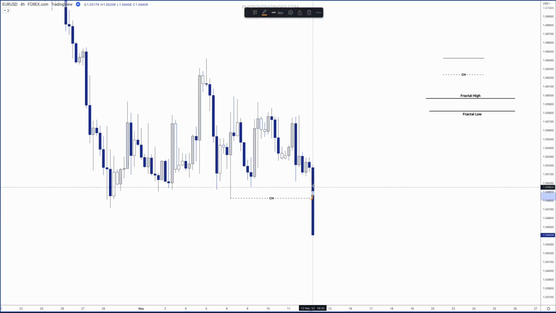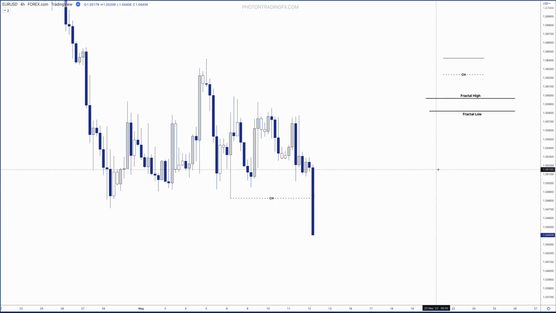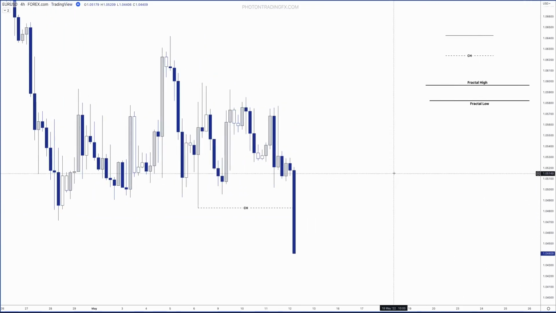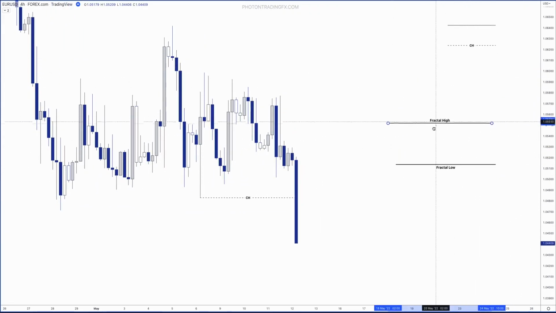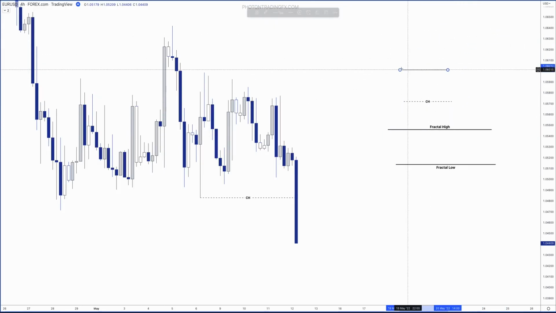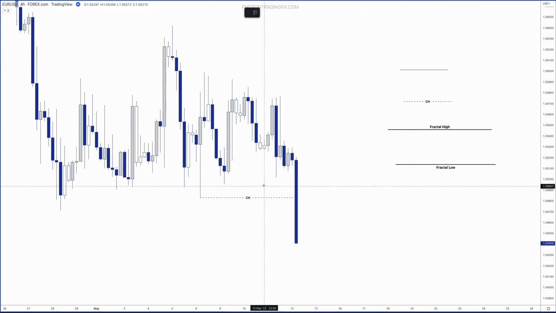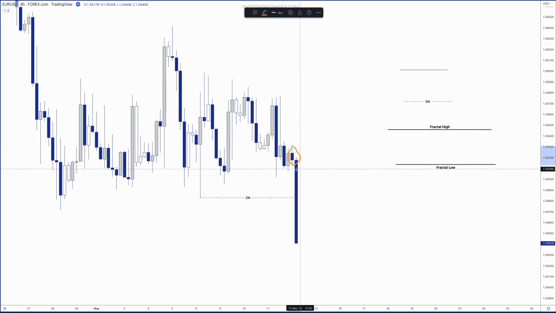So did this candle here break the previous candle's low? Yes, it did. I'm going to zoom in even more. All right, let's bring these over here. Yeah, we can see that it did. So did this candle here break the previous candle's low? No, it failed to break that previous candle's low. So this now becomes our current active fractal high.